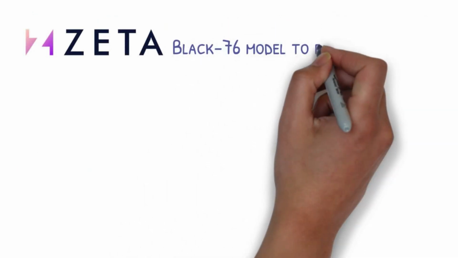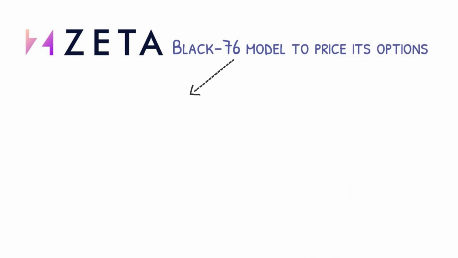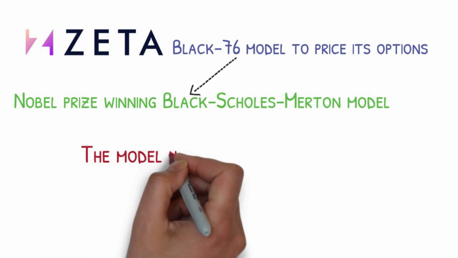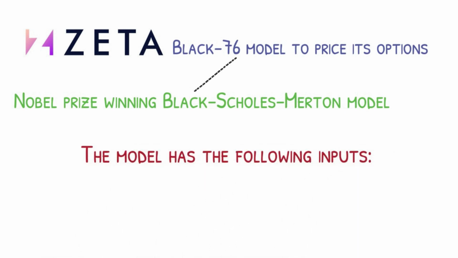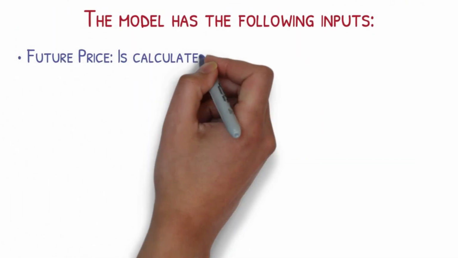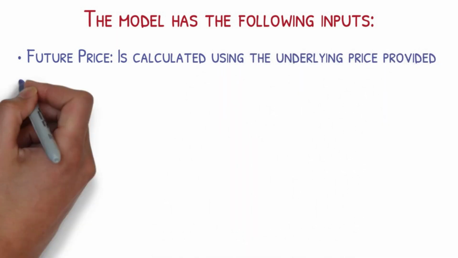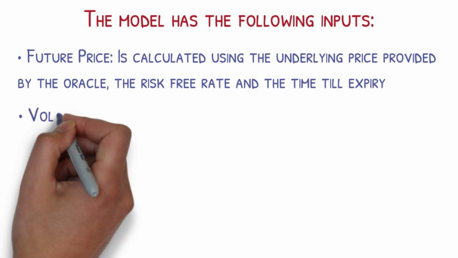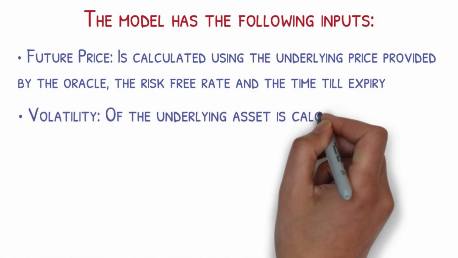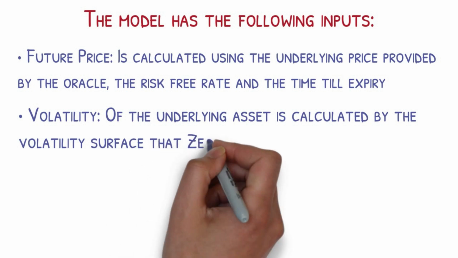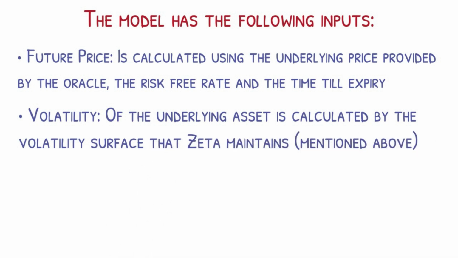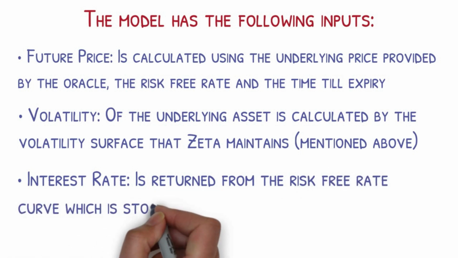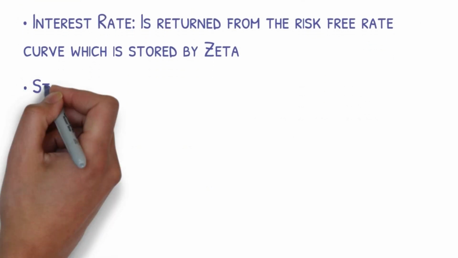ZETA uses the Black 76 model to price its options. This is a model based on the Nobel Prize-winning Black-Scholes-Merton model. The model has the following inputs. Future price is calculated using the underlying price provided by the oracle, the risk-free rate, and the time till expiry. Volatility of the underlying asset is calculated by the volatility surface that ZETA maintains, mentioned above.